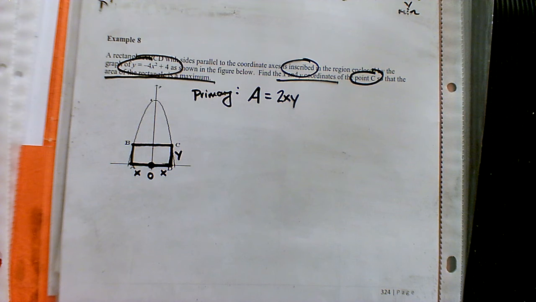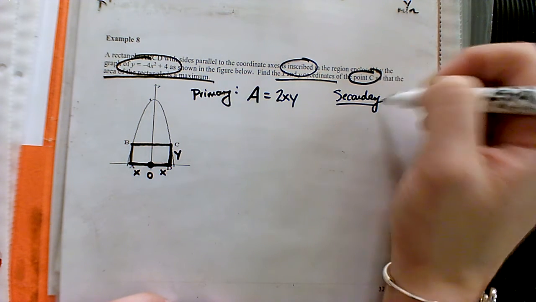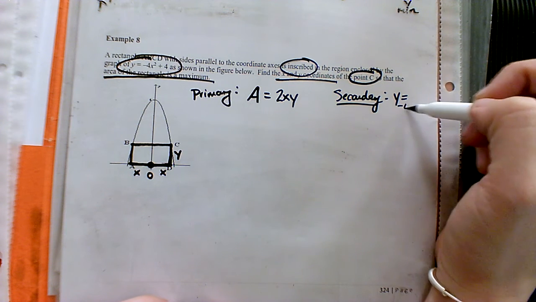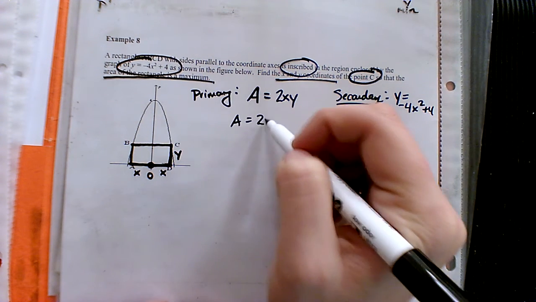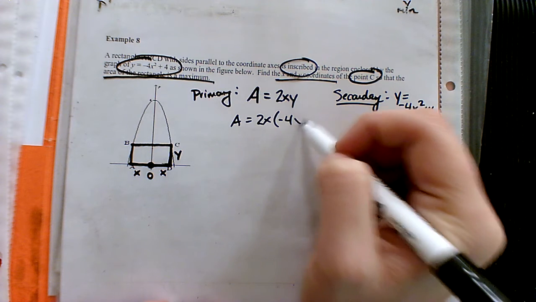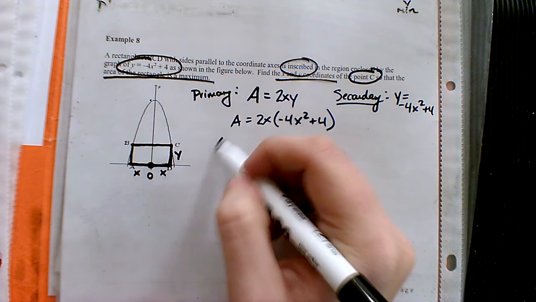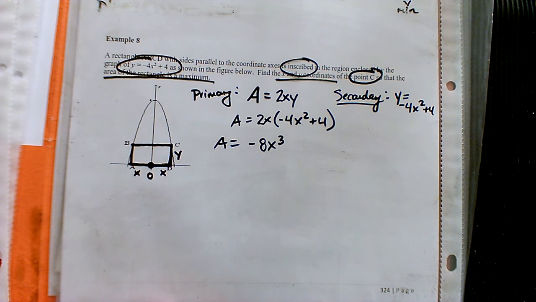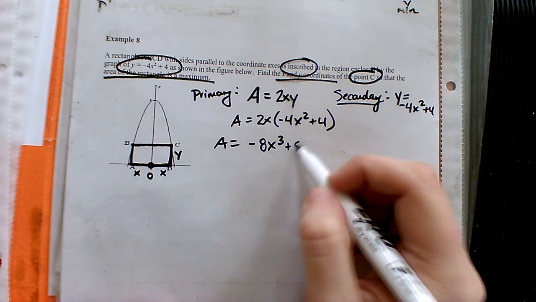Are we good to go with our derivative, or do we need a secondary equation? Secondary, okay, because we have two variables. What could our secondary be? Probably the equation of the parabola. So area equals 2x times negative 4x squared plus 4. I would definitely distribute before taking a derivative. You could do product rule. Not saying you can't, but it might be easier if you cleaned it up first.